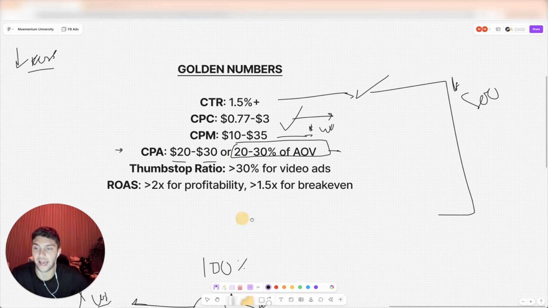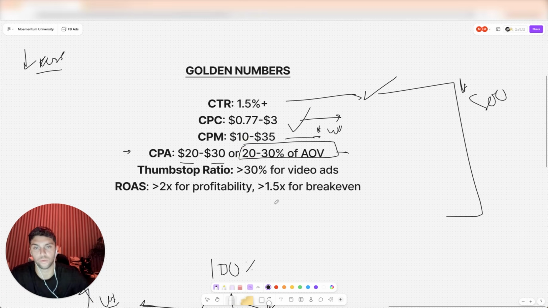And again, these are the ad metrics that you want to be looking for when it comes to scale, okay? Thumb stop ratio, also very important for your video ads, okay? Anything less than 30% is pretty much a bad hook, okay? Doesn't mean it's a bad ad, it's a bad hook that's not grabbing attention. So you always can iterate and change those hooks and see how that video performs.